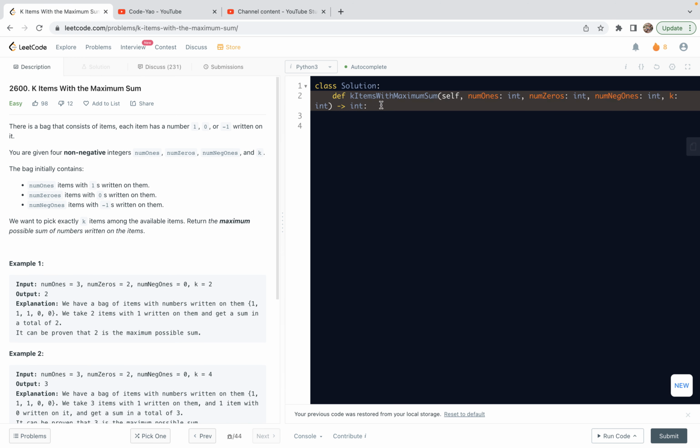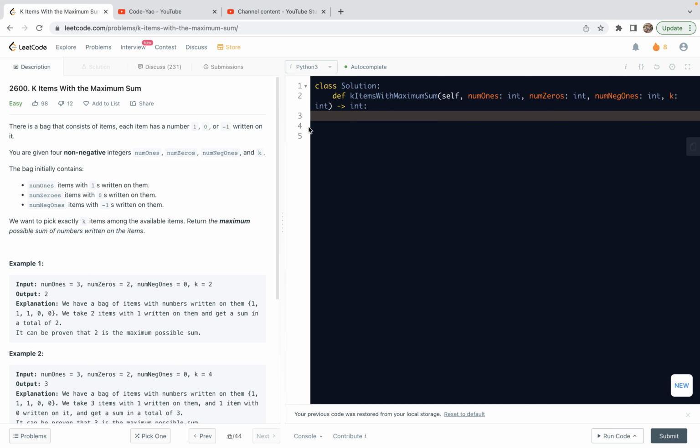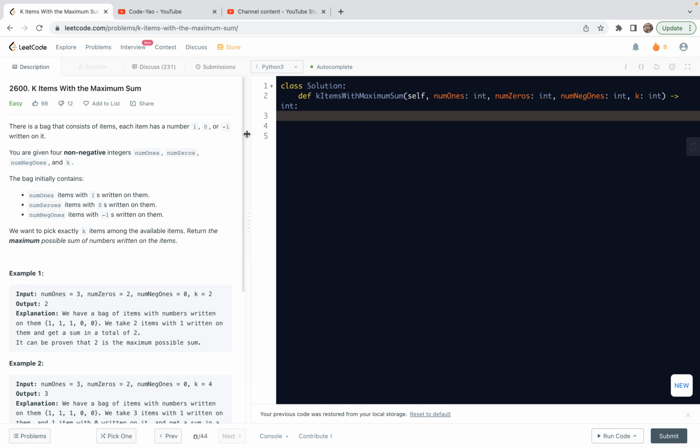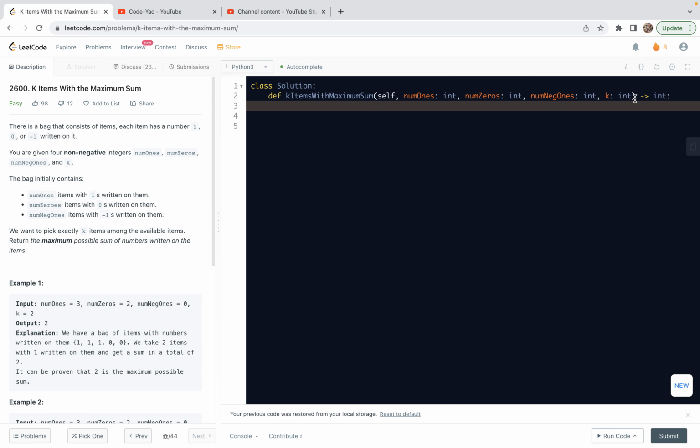So for this, actually this is the standard if-else block. So first, I'm going to discuss the relative value of k with respect to the num1s, num0s, and numNegOnes. So the strategy is very obvious. We want to choose 1s first, and then 0s, and then negative ones if we need it.